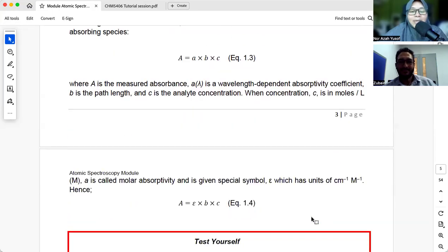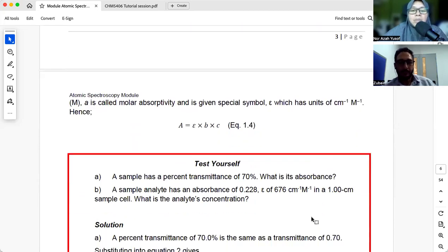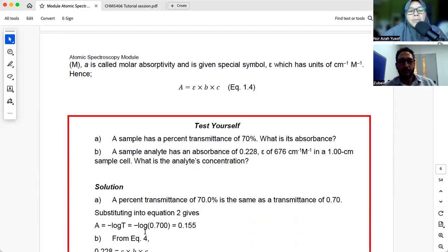So let's look at a type of question. Let's say a sample has percent transmittance of 70%, meaning that the recorder records 70% of transmittance. So what is the absorbance? A percent transmittance of 70% is the same as transmittance of 0.7. And by putting in the equation, we can calculate the absorbance of the sample. But again, you don't need this. You only need the final concentration, right?